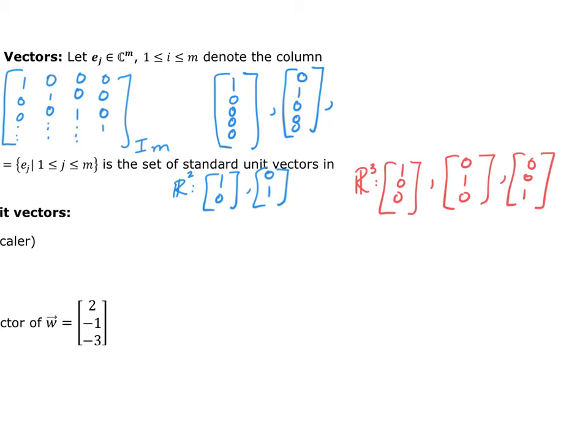Now notice in R3, I have 3 positions, first, second, and third, and I end up with 3 possible standard unit vectors in R3: a 1 in the first position, a 1 in the second position, and a 1 in the third position. I don't have to have all 3 of them, but these are the 3 unique standard unit vectors in R3, just like these are the unique standard unit vectors in R2.